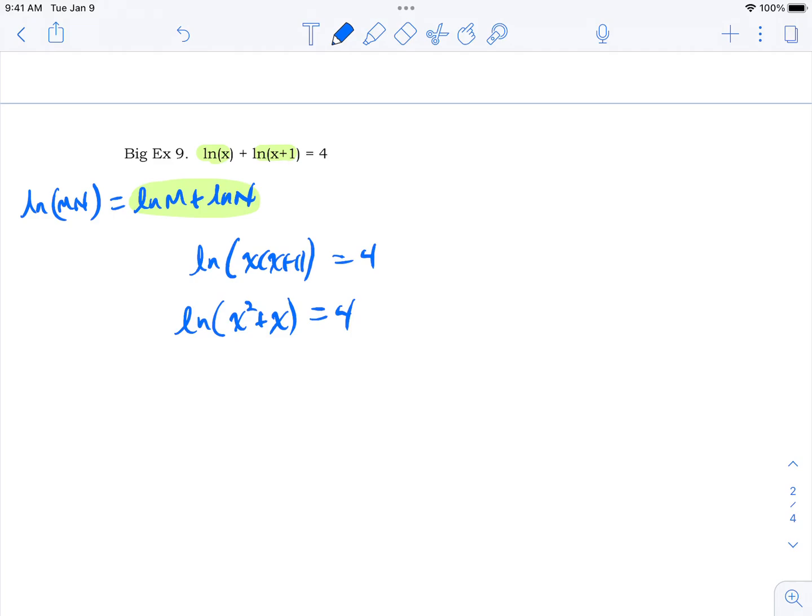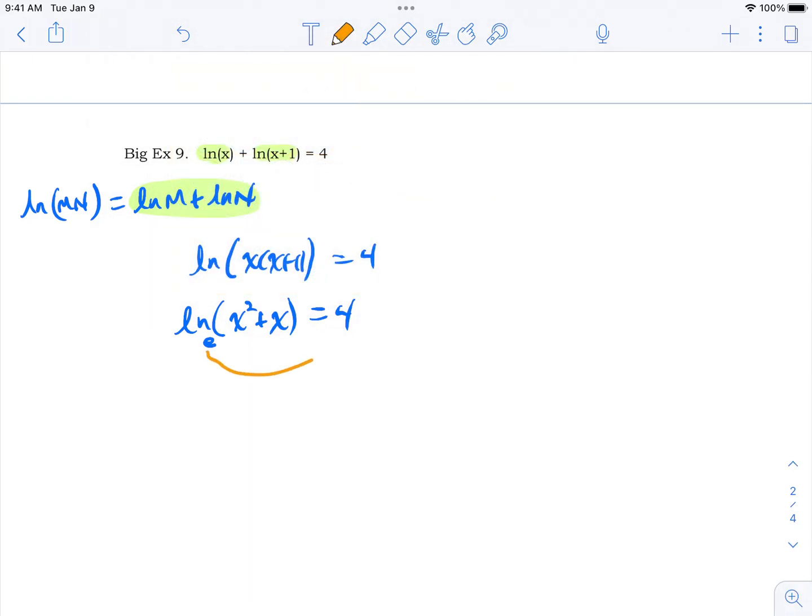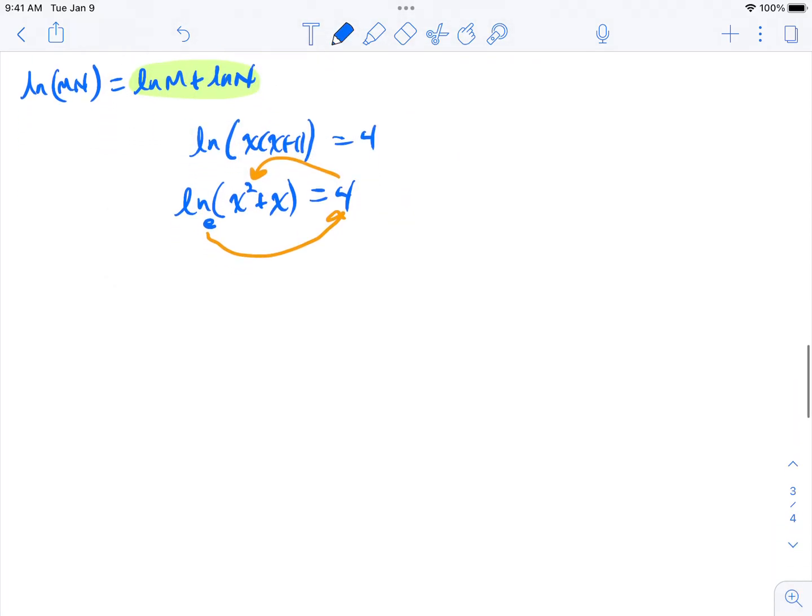Okay, time to do the swooshy move so that the x gets out of the logarithm that way. So natural log means log base e, and maybe I'll swoosh in a different color. So e to the 4th power is equal to what's inside here. And so that's telling me that e to the 4th power is equal to x squared plus x. Okay, see, here's where it gets a little hairy, because have you ever seen an equation like that before?